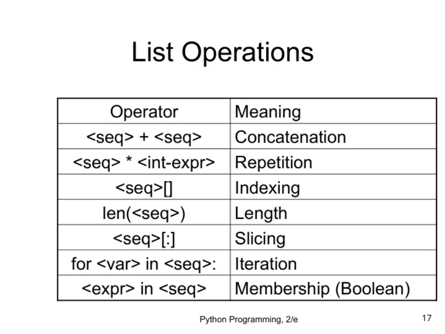First, we have concatenation, represented as seq plus seq. This allows us to join two sequences together, creating a new combined sequence. Next is repetition, shown as seq times intexpr, which repeats a sequence a specified number of times, useful for generating repeated patterns or initializing lists. We also have indexing, written as seq with square brackets. This lets us access individual elements within a sequence by their position, which is crucial for data manipulation.